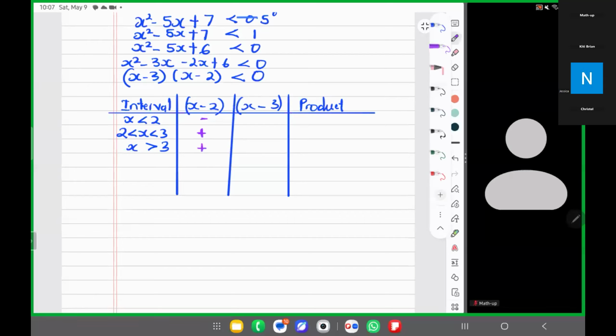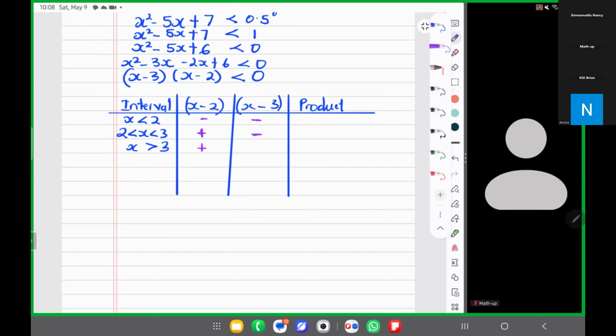Okay. Then for this second column, when x is less than 2, I can choose 1. 1 minus 3 gives me a negative result. So we shall have a negative there. And then when x is between 2 and 3, I can still use 2.5. 2.5 minus 3 gives me a negative.